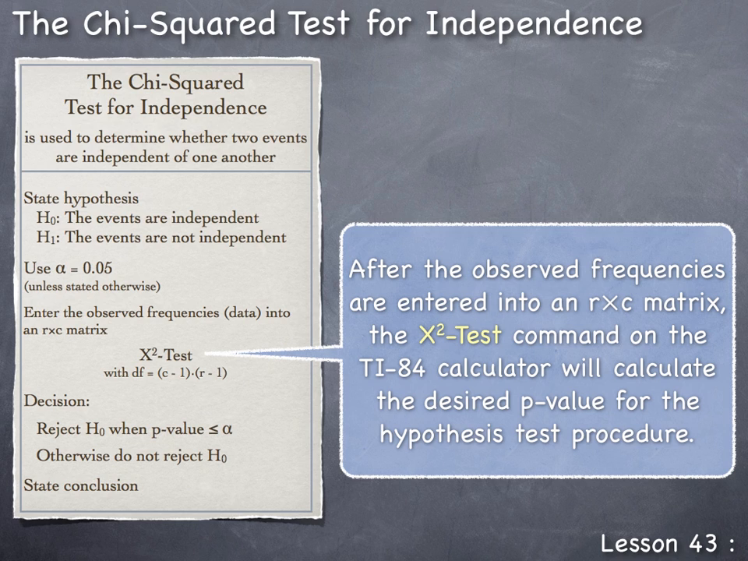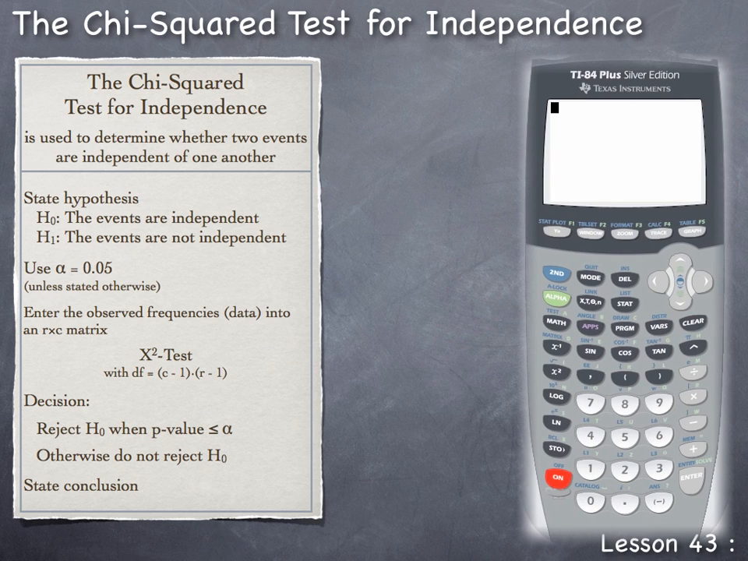Now to use the TI-84 calculator to enter the observed frequencies into an R by C matrix, we press 2nd, matrix, and then arrow over to edit. Then we arrow the cursor next to the matrix we want to enter the observed frequencies in. The matrices are labeled A, B, C, and so on. Press enter. Then we enter the number of rows in the contingency table and the number of columns in the contingency table. Then we enter the observed frequencies in the contingency table, row by row, all across the first row, all the way to across the last row.